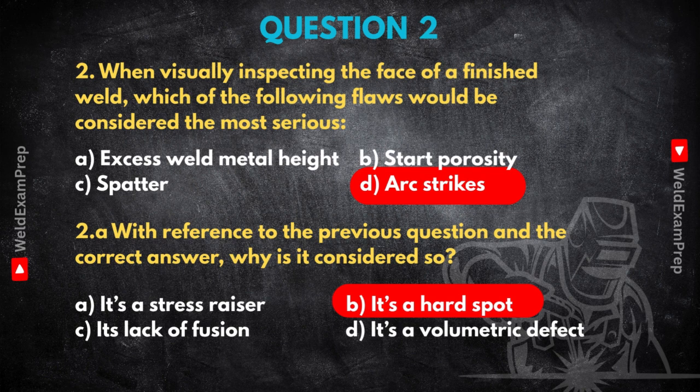I recall a pipeline job. Several small arc strikes were noted, but maybe not given enough weight. Months later, under pressure, guess where the hydrogen cracks started? Right from those hard spots. A real-world lesson. Visual inspection needs that deep understanding behind it. Always ask why it's a problem. A sobering reminder. Okay, that's a fantastic deep dive. It highlights looking beyond the surface.